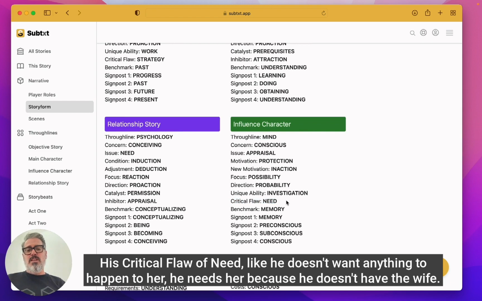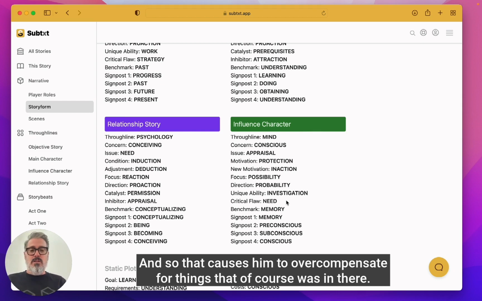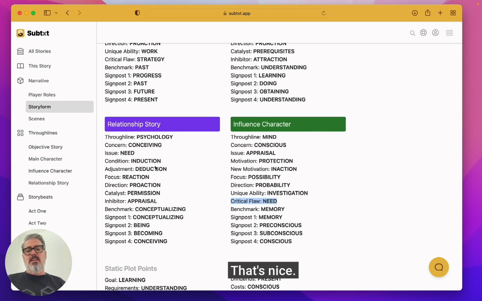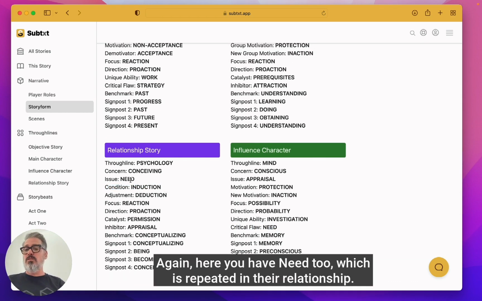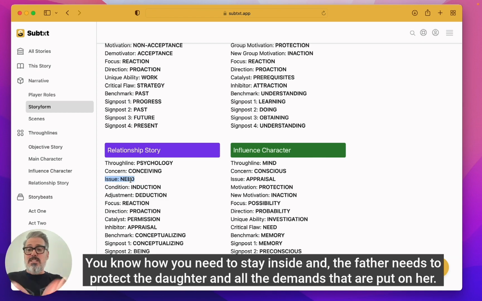His critical flaw of need, like he doesn't want anything to happen to her. He needs her because he doesn't have the wife, and so that causes him to overcompensate for things. That, of course, is in there. That's nice. This looks really weird, induction, but it actually is cool. Again, here you have need, which is repeated in their relationship: how you need to stay inside, and the father needs to protect the daughter, and all the demands that are put on her.